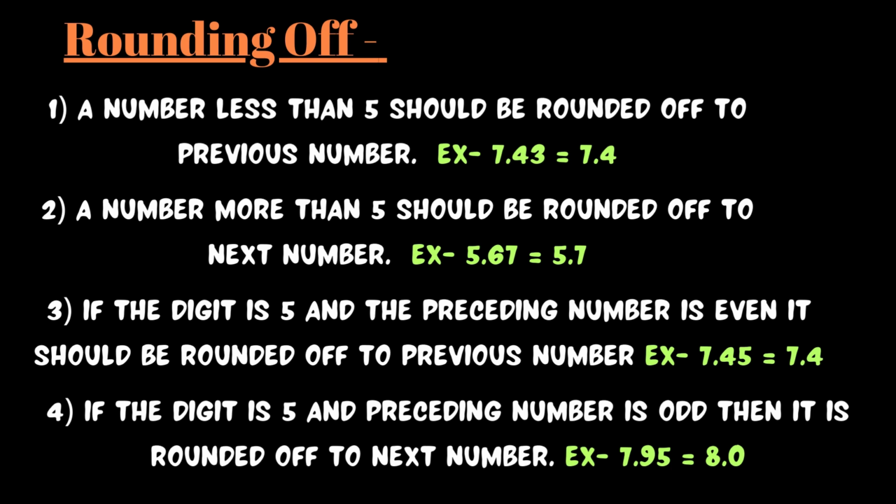Example: 7.45. Rounding off gives 7.4, because 4 is an even number, so it is rounded off to 7.4. Students, if the digit is 5 and the preceding number is odd, then it should be rounded off to the next number. Example: 7.95, rounding off gives 8.0, as 9 is an odd number.